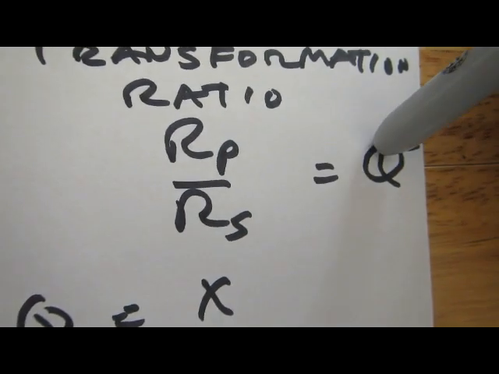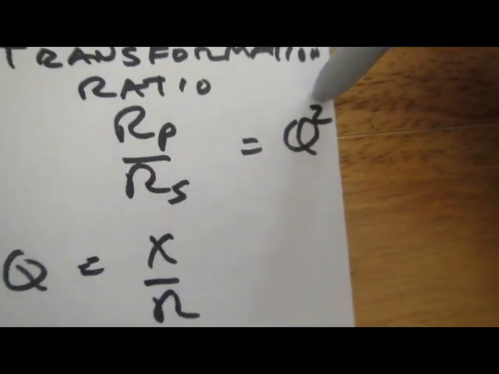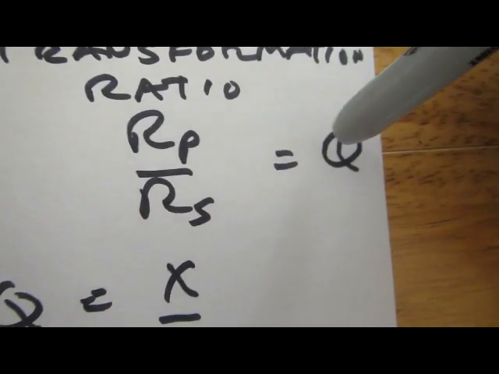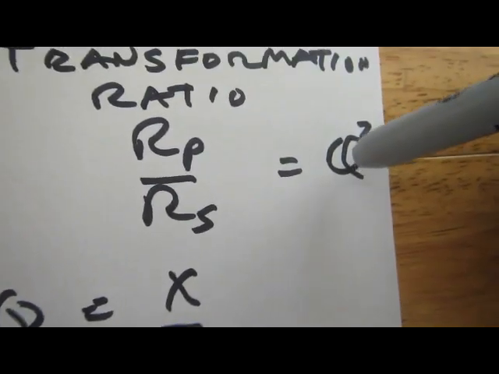And that is equal to Q, the working Q of the thing squared. So the working Q is going to be the square root of this transformation ratio. It's a bit like the turns ratio on a transformer, isn't it? Q is a bit like this turns ratio.